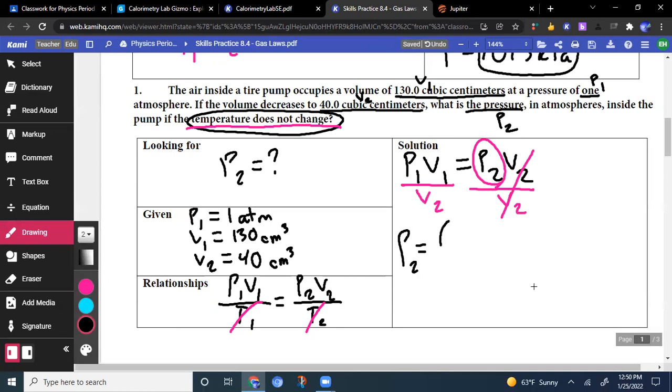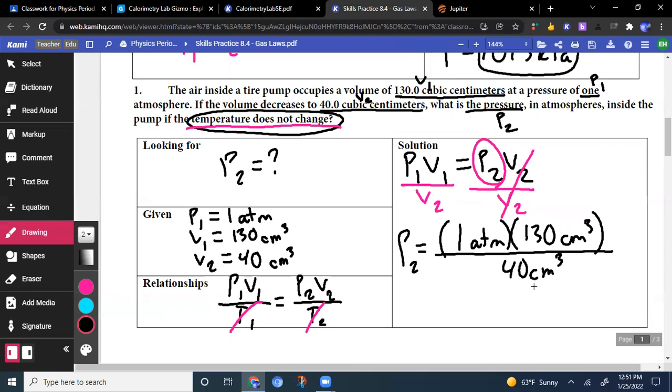Substitute your numbers. P2 is going to be equal to P1, which was 1 atmosphere, times V1, which is 130 cubic centimeters, over 40 cubic centimeters. The units cancel, and we're going to divide 130 by 40, and we get a pressure of 3.25 atmospheres. So we're dividing by a lower volume, thus the pressure increases.